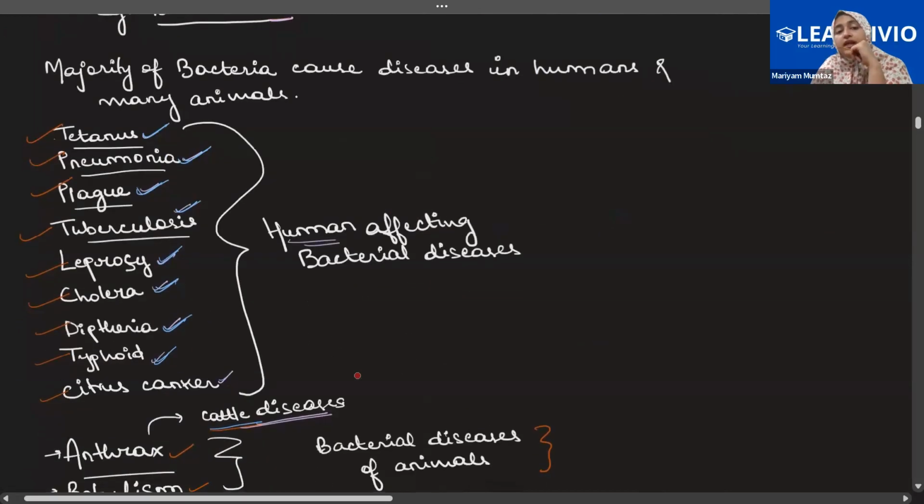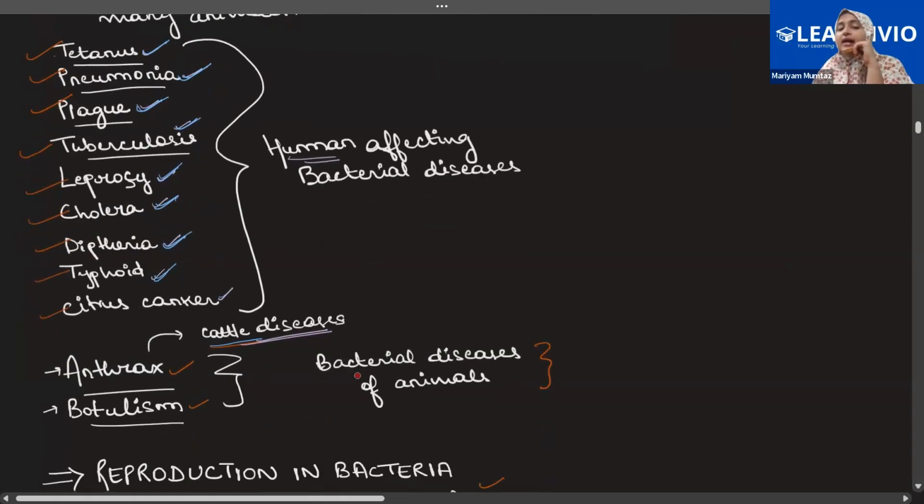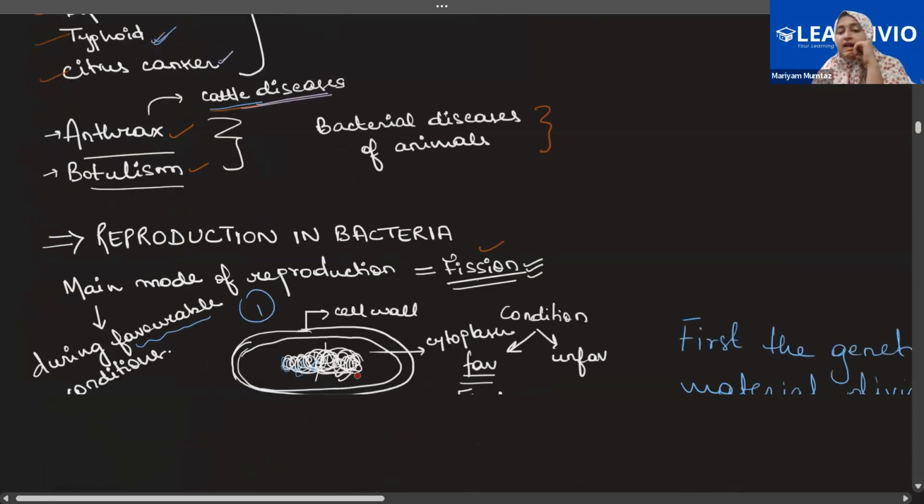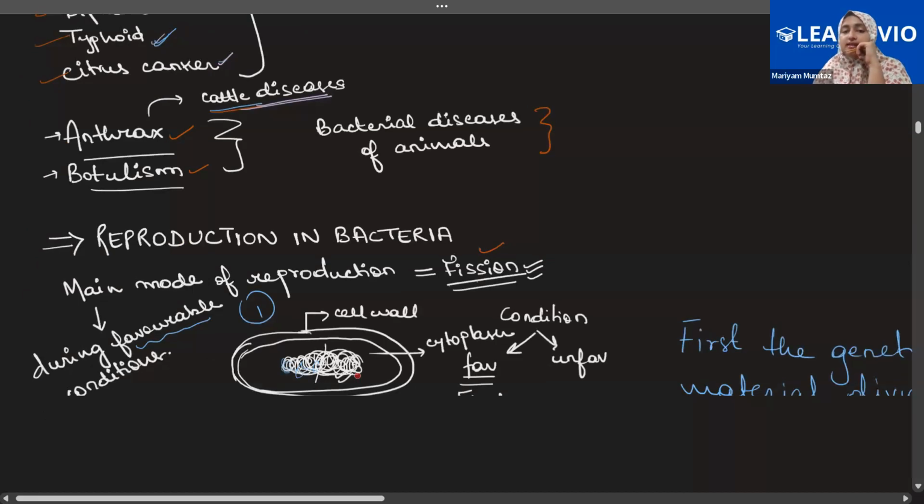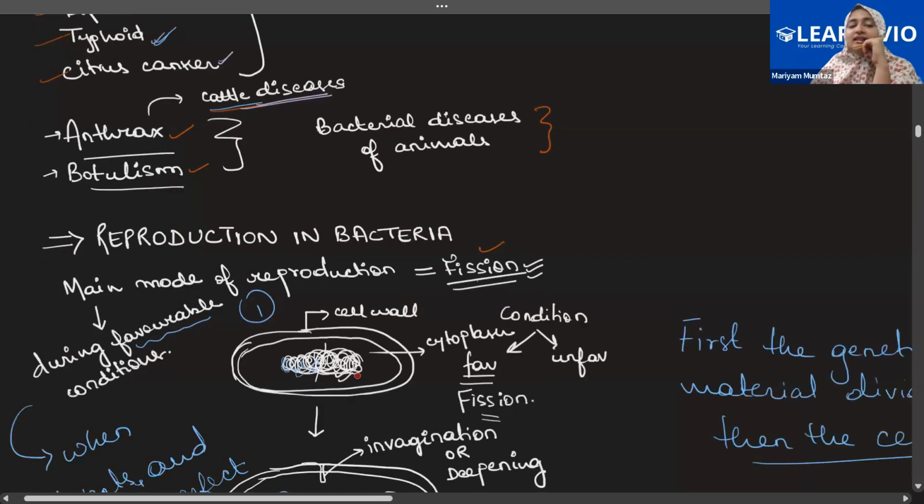Then, talking about how they impact human beings and other animals, they cause several diseases, known as bacterial diseases. Tetanus, pneumonia, plague, tuberculosis, leprosy, cholera, diphtheria, typhoid, and citrus canker are diseases caused by bacteria. Apart from that, bacteria also cause diseases in animals, such as anthrax, which is a cattle disease. Then there is also botulism.